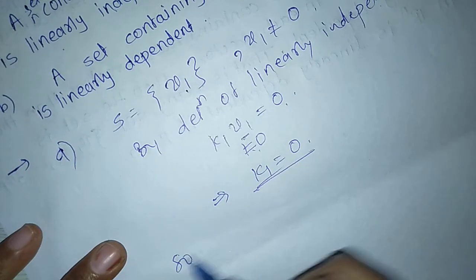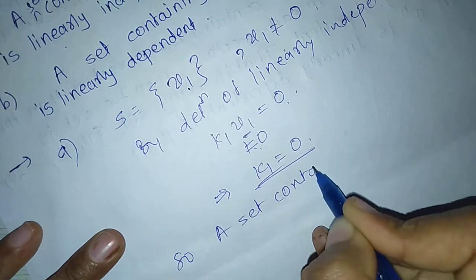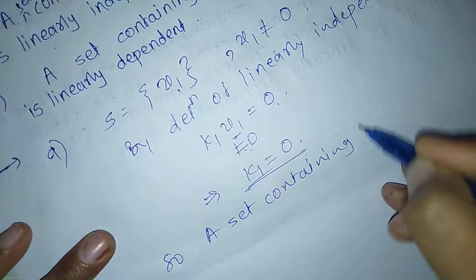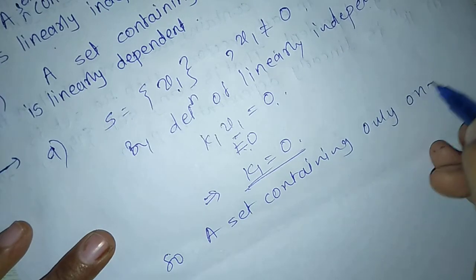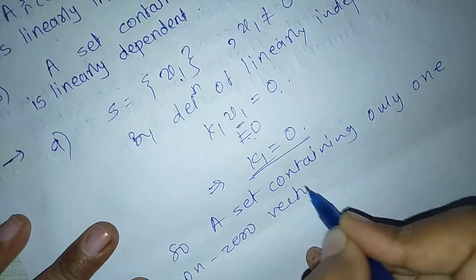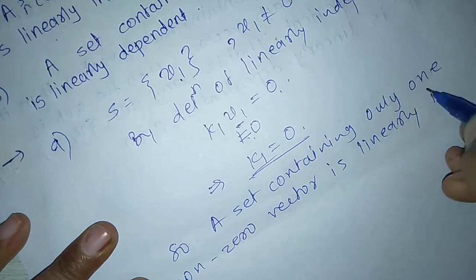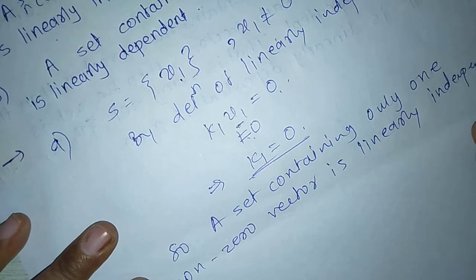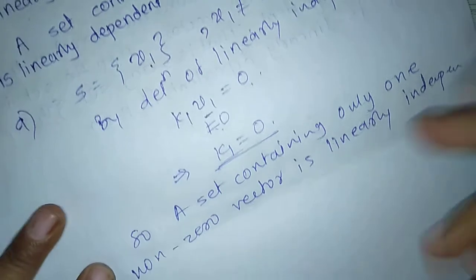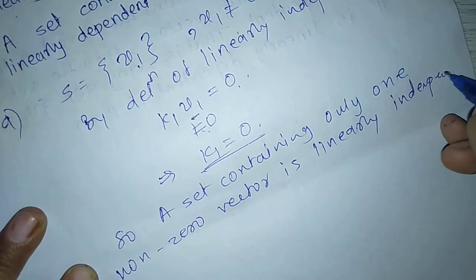So, a set containing only one non-zero vector is linearly independent because the constant value is 0. That's why a set containing only one non-zero vector is linearly independent.